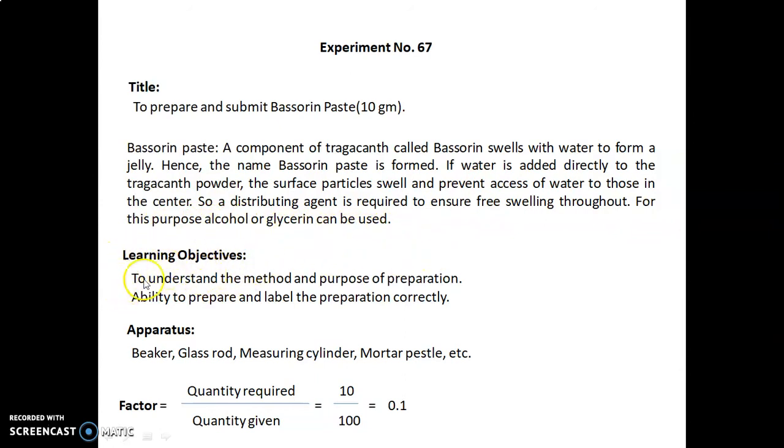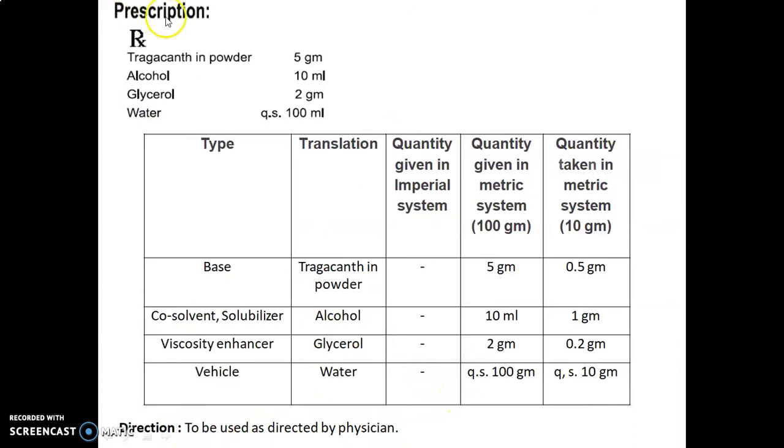Learning objectives are to understand the method and the purpose of preparation, and the ability to prepare and label the preparation correctly. Apparatus required are beaker, glass rod, measuring cylinder, mortar, pestle, etc. Factor is calculated as quantity required upon quantity given, which is 10 upon 100, that is 0.1. The prescription, denoted by the symbol Rx, is tragacanth powder 5 gram, alcohol 10 ml, glycerol 2 gram, water quantity sufficient to prepare up to 100 ml.